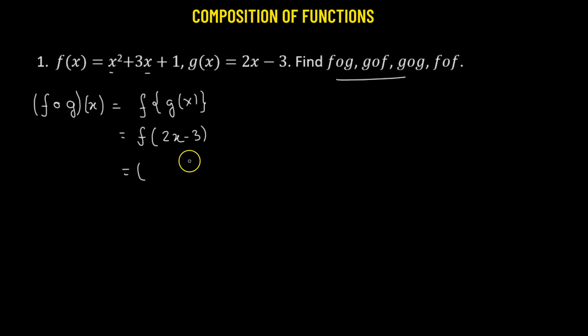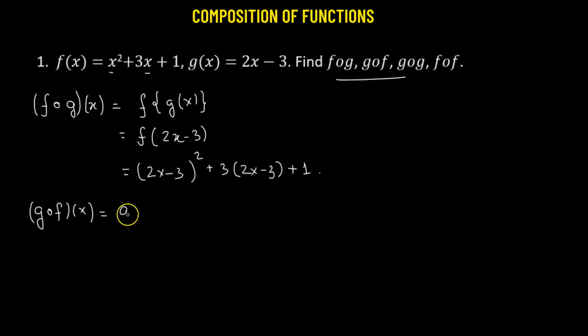Let me write it in this particular fashion. We have x squared plus 3x plus 1. The structure will remain the same. All we have to do is replace the value of x with 2x minus 3. I'm going to leave the answer here. You can go ahead and expand this, but this is how we can find the final value of f of g of x.